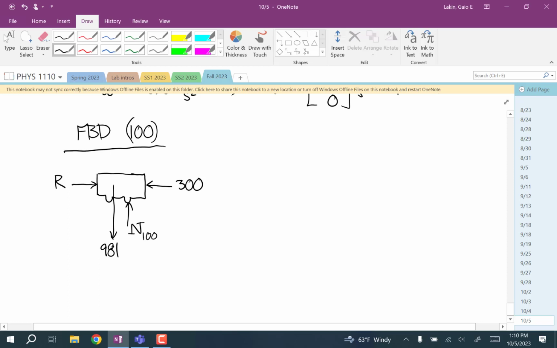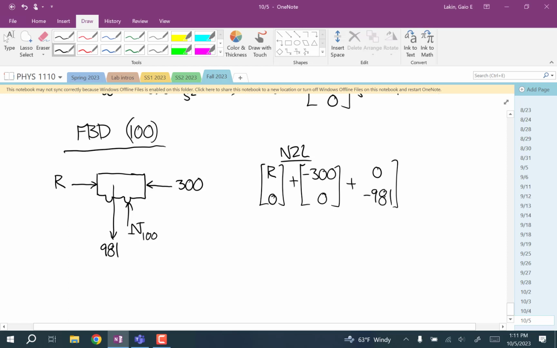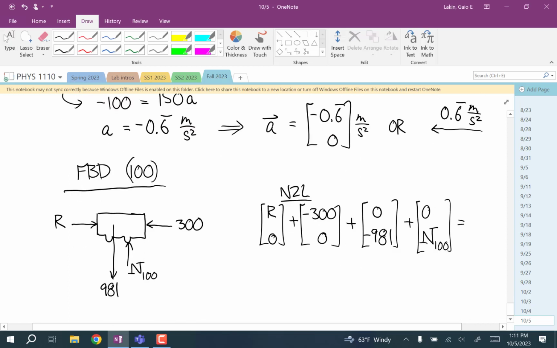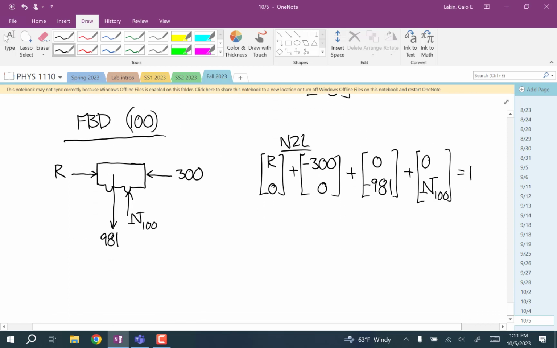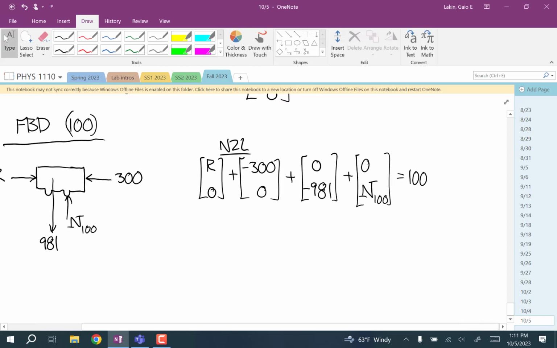And then Newton's second law, you have positive R, 0, negative 300, 0, plus 0, negative 981, plus 0, N100, is equal to the mass of 100 times the acceleration vector, negative 0.6 repeating, 0.